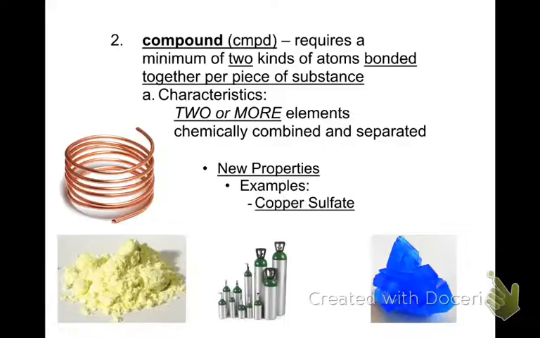So now let's talk about a compound. Well, what is a compound? It requires a minimum of 2 atoms bonded together per piece of substance. When we say bonded, what that means is that they're chemically combined. I ran out of room.